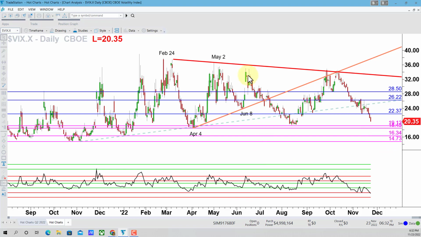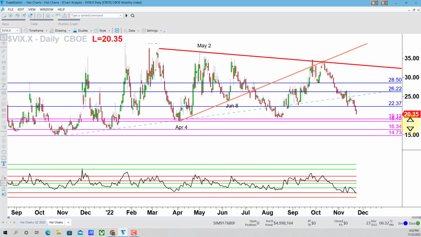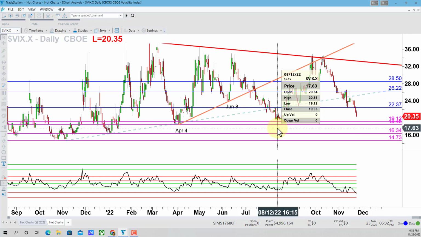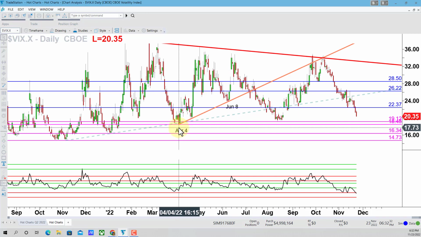So here are the supports that I see on the VIX that are up ahead, meaning these are areas that if the VIX falls to, could hang out for a little bit there, perhaps bounce. But given the speed of the current VIX move, I think that it's at least likely that we get back to the 19.12 to 18.45 area. So that would be these lows from August and April.